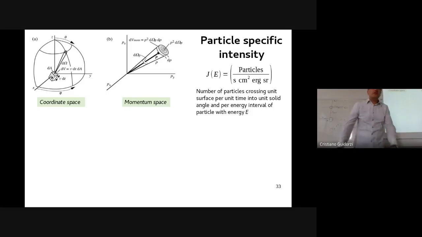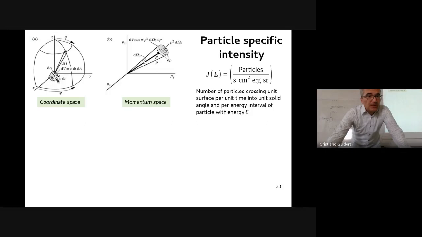So let's have a look at the drawing here, at this cartoon on the left. Let's assume here, this is the coordinate space, so the three spatial axes. You have an element of volume here. You have a surface, which we call dA.